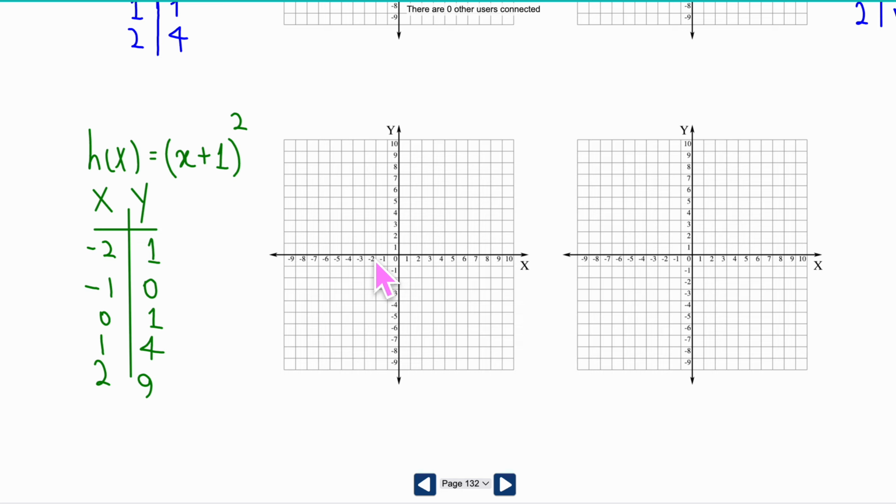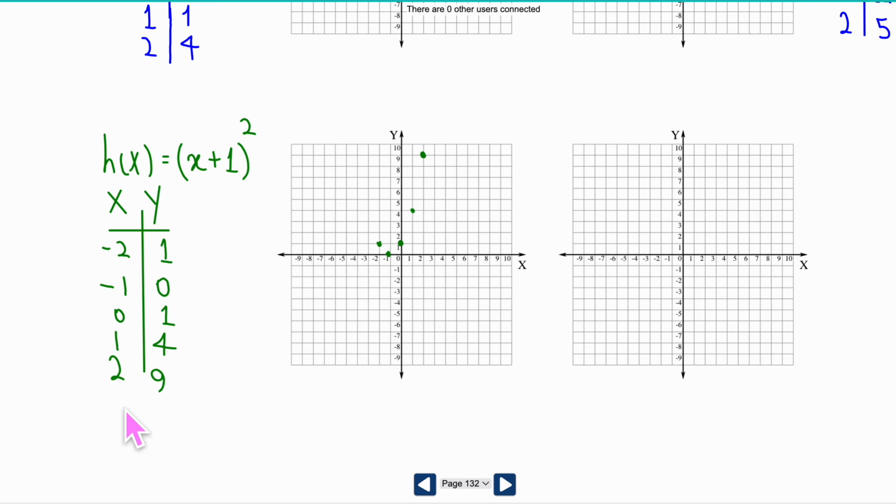Let's see, -2 and 1. -1 and 0, 0 and 1, 1 and 4, and 2 and 9. Okay. Now, I can see that I pretty much have a similar graph to the previous ones. Because on the left-hand side, I'm not fully clear how the graph is going to look like, I'm going to give another value on the negative side at -3. -3 plus 1 would be -2. -2 squared is 4.